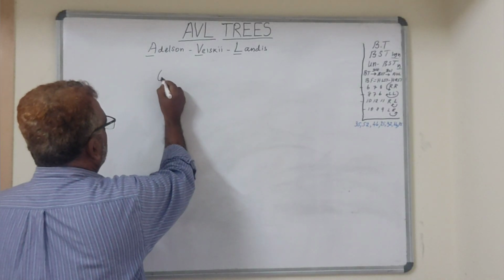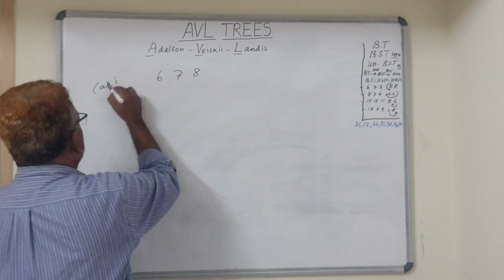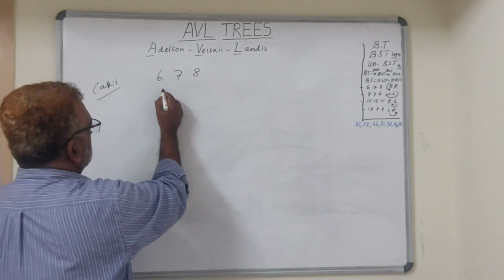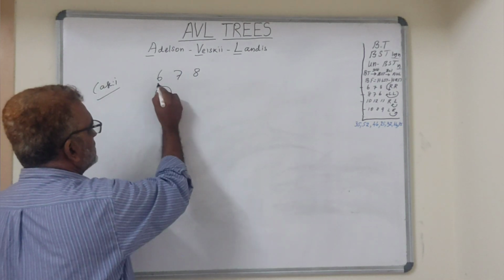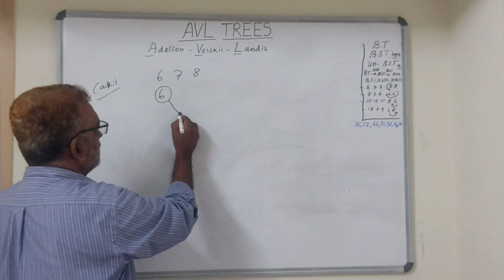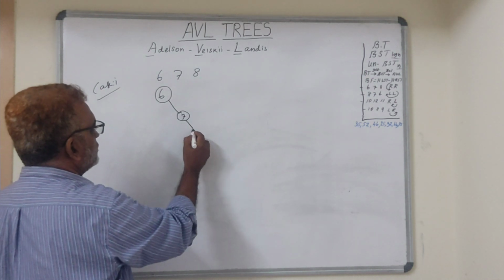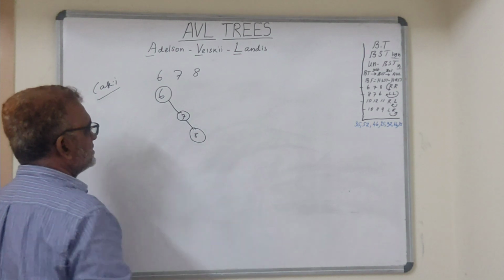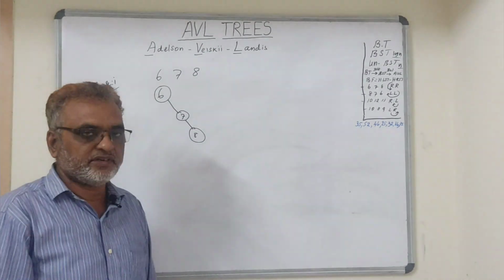Let us consider the data 6, 7, 8. This is case 1. This is the root node, and the next value is greater than this, so it will come to the right hand side. Next, the 8 is also a greater value, so it goes to the right hand side. It results in a right skewed tree.